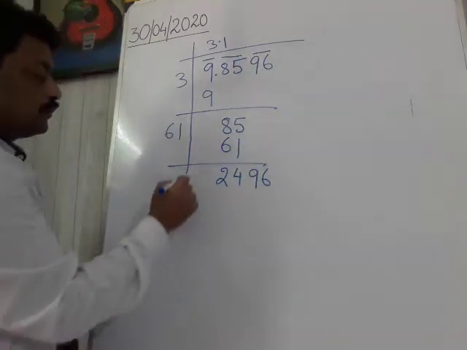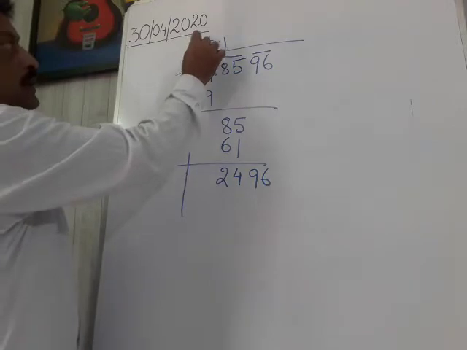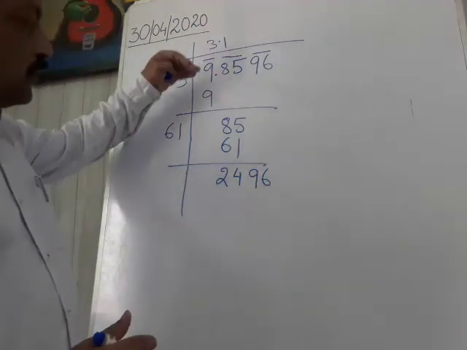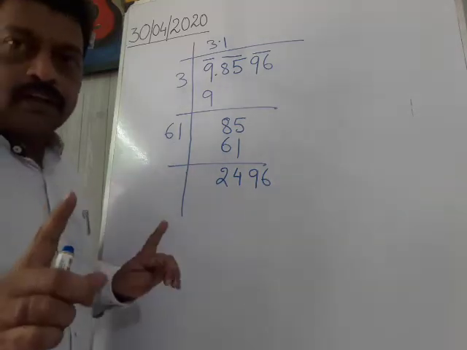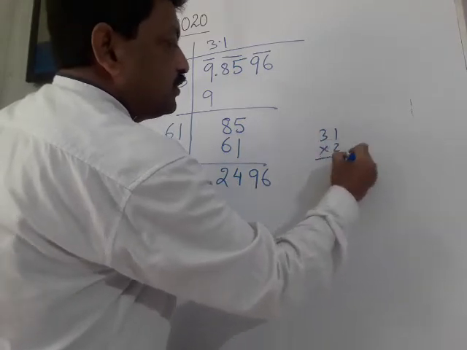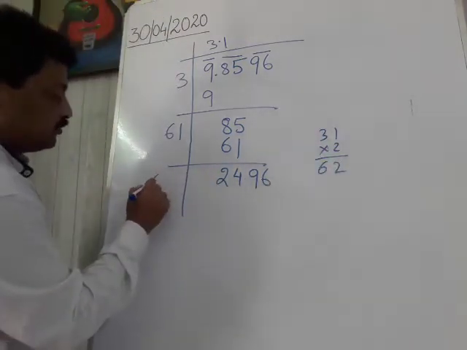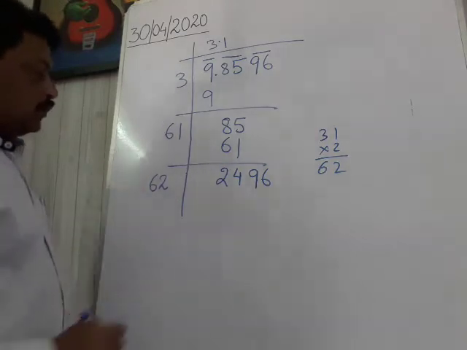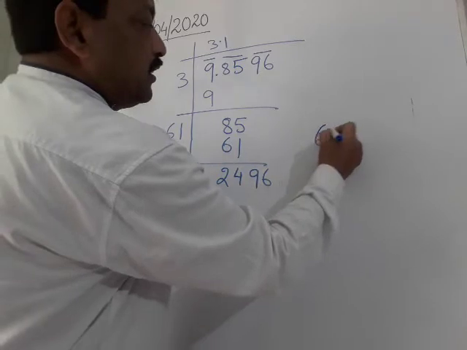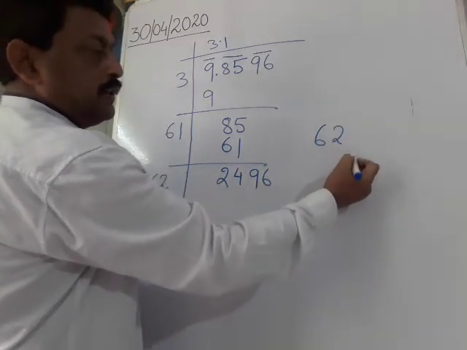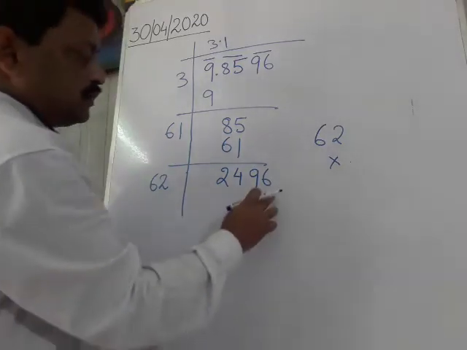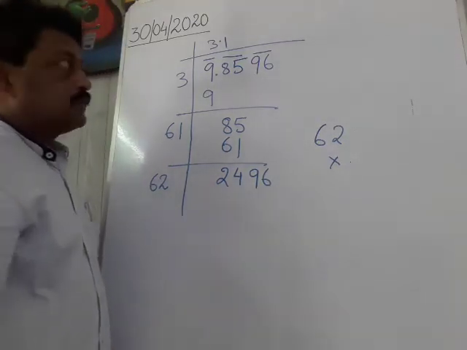The last group, 2496. Here it is 3.1, but we have to consider 31. When we are going to double the number, we will not take the decimal, only the number. So 31 into 2, that is 62. So I have to write 62 here. Now again the same method. 62 is here. I have to put a number here, and then here also it will be multiplied with the same number, and then the result must be 2496 or less.